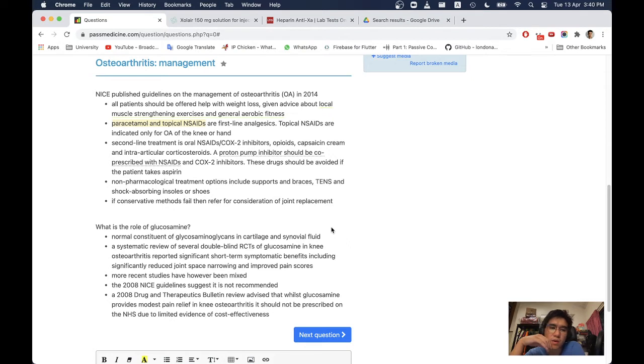Second-line treatment is oral NSAIDs or COX-2 inhibitors, opioids, capsaicin cream, or intra-articular corticosteroids. A proton pump inhibitor should be co-prescribed with NSAIDs and COX-2 inhibitors. These drugs should be avoided if the patient takes aspirin. Non-pharmacological treatment options include supports and braces, sticks, and shock-absorbing insoles or shoes. If conservative methods fail, then refer for consideration of joint replacement.